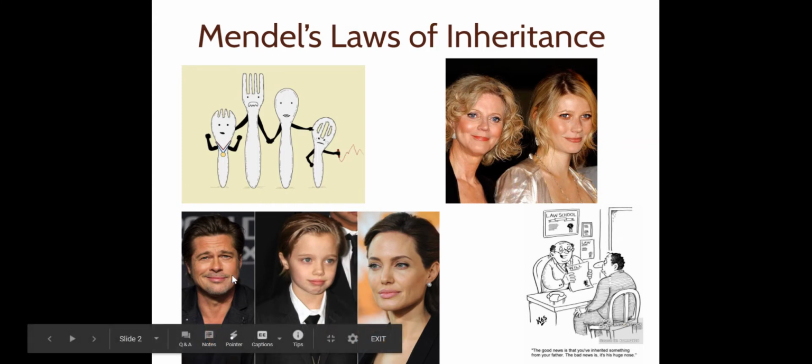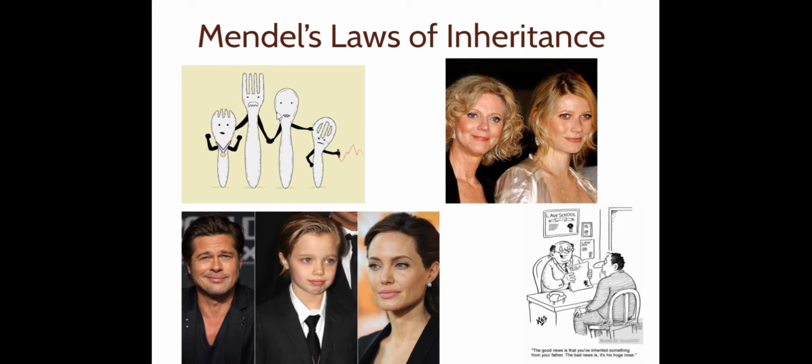Here we have Brad Pitt, Angelina Jolie, and their child. And we also have the fork and the spoon. So when they cross, they might wind up with a slotted spoon, or they might wind up with a spork. Each child gets characteristics from the parents, but obviously they are not the same as the other child.